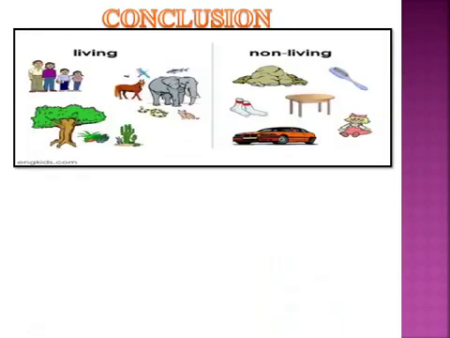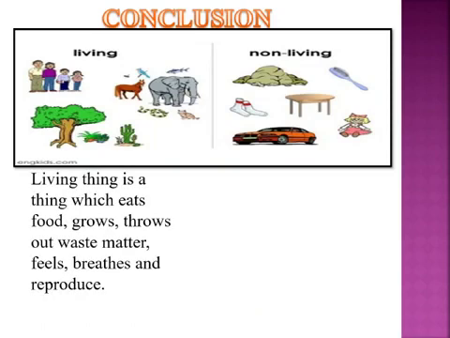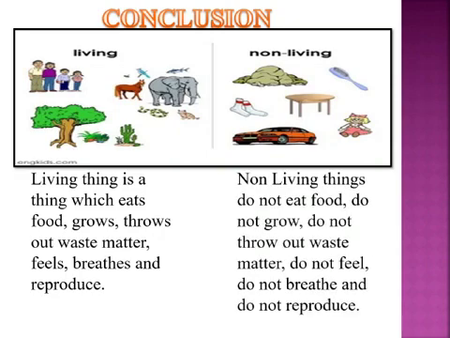Next, we are at the end, to the conclusion. In this box, we have segregated living things and non-living things. At last, we have understood that a living thing is a thing which eats food, grows, throws out waste matter, feels, breathes, and reproduces. What about non-living things? Non-living things do not eat food, do not grow, do not throw out waste matter, do not feel, do not breathe, and do not reproduce. Thus, we understood the difference between living things and non-living things.